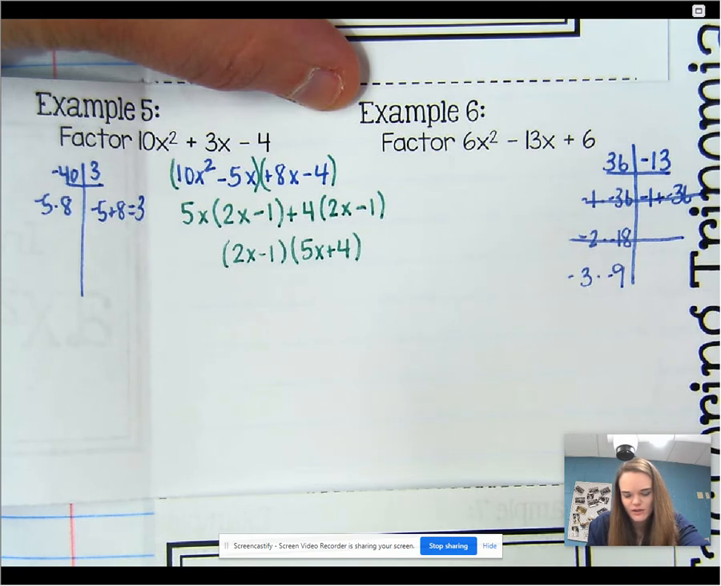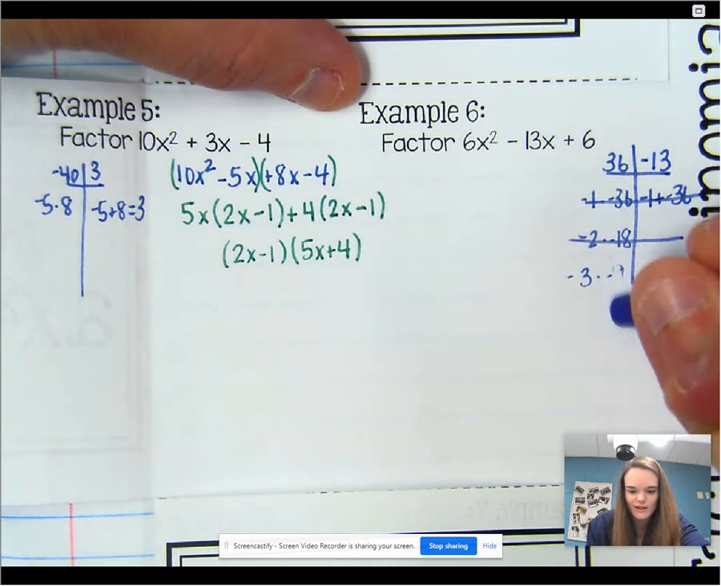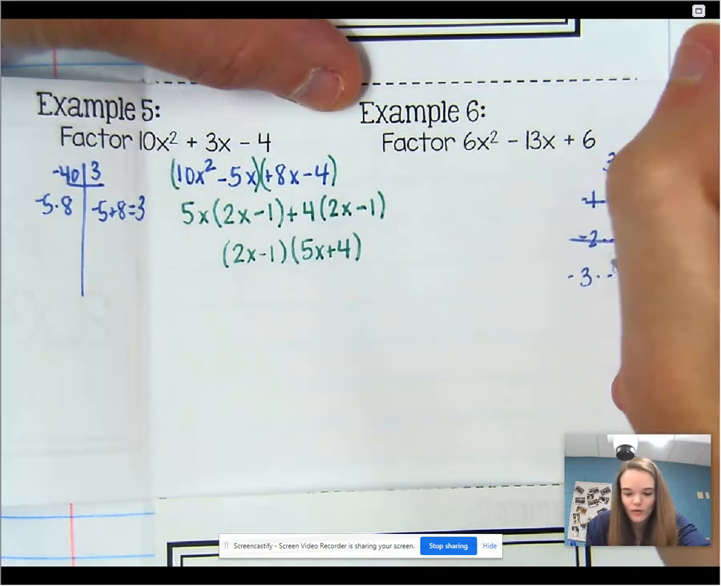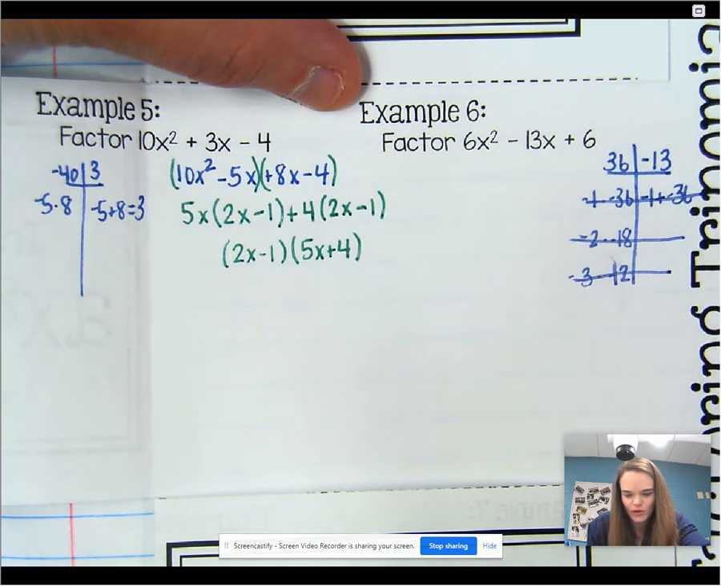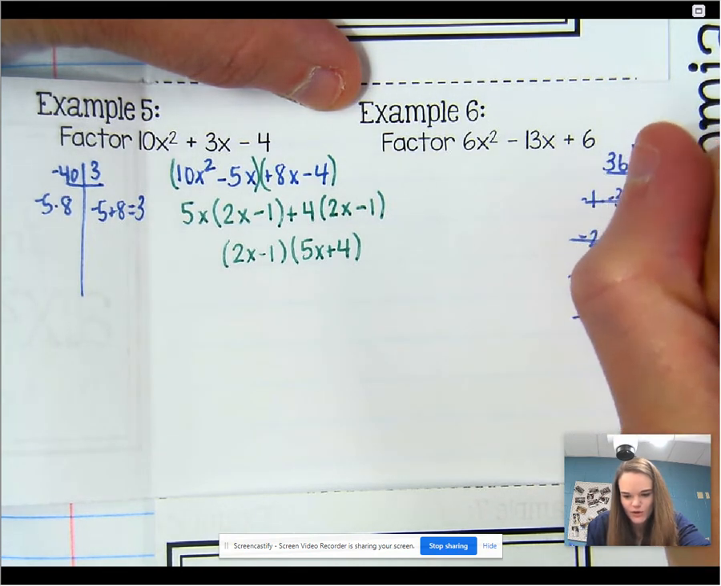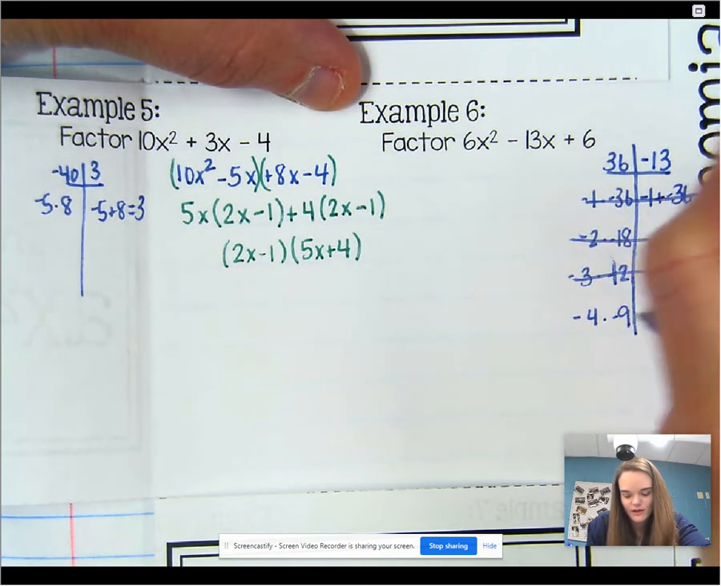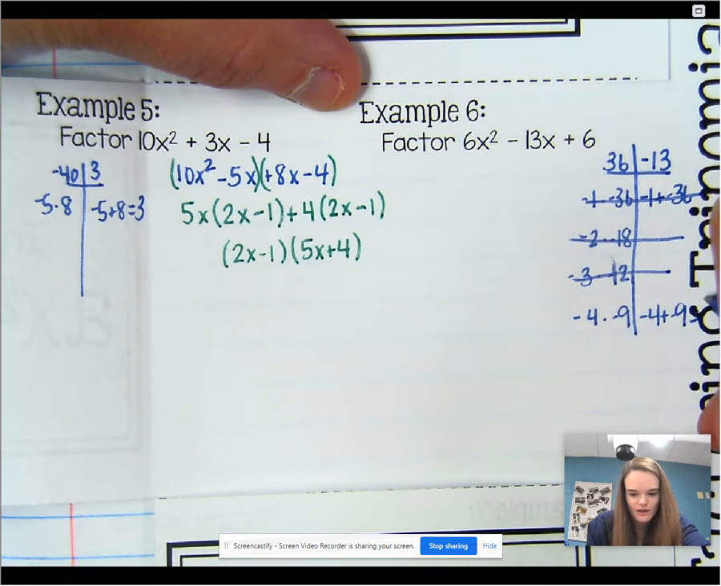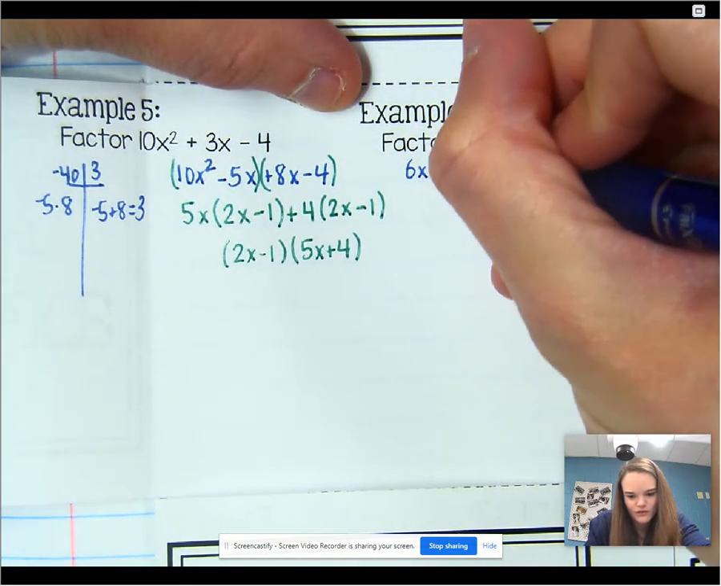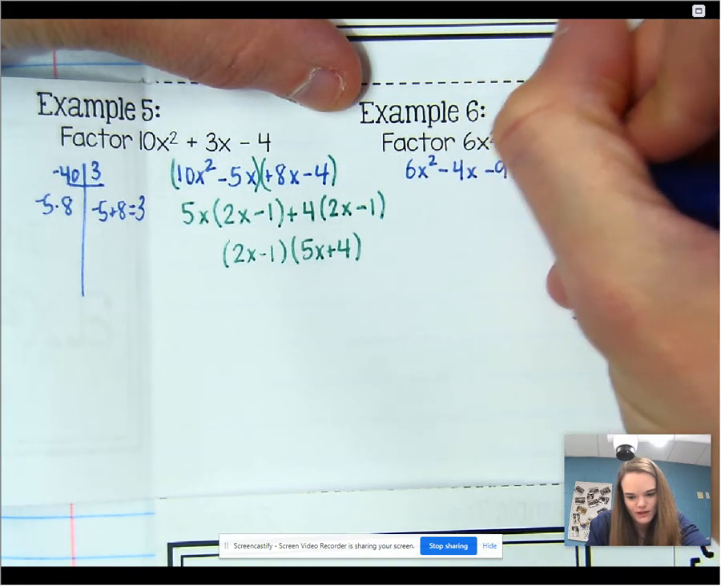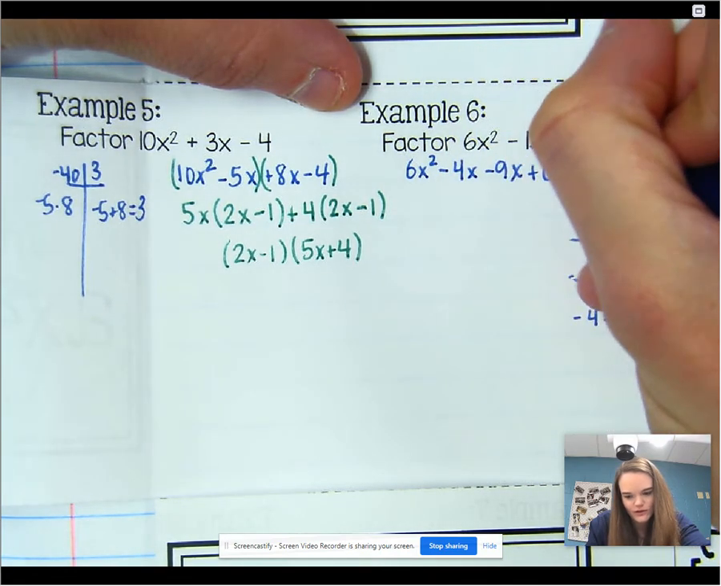is that right? 3 and 9? No, it's 3 and 12. Might help if I could add or multiply. And that's 3 plus 12 is 15. We're close, but not there yet. Negative 4 and negative 9. That's 36. Okay. And negative 4 plus negative 9 is negative 13. So that's what I want. So 6x squared minus 4x minus 9x plus 6.